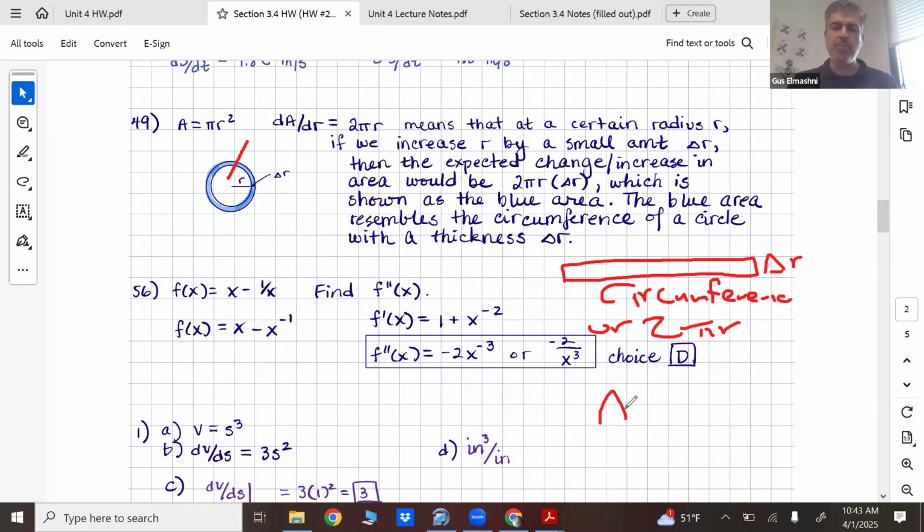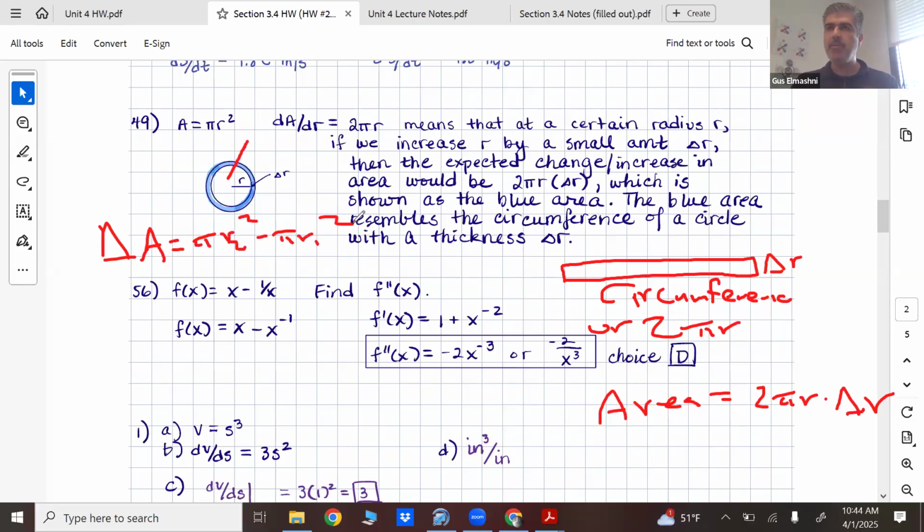So what would be my area of that strip of paper? Does that make sense? Now, if you think about it, we're looking at the change in area. Well, what's the change in area here? If I look at delta A, wouldn't that be pi r2 squared minus pi r1 squared, where r2 is the bigger radius and r1 is the lower radius?